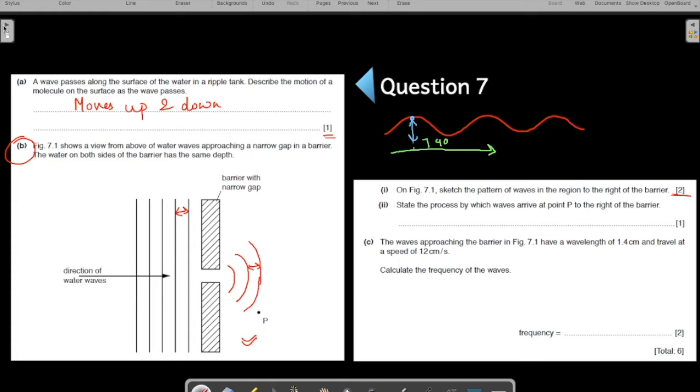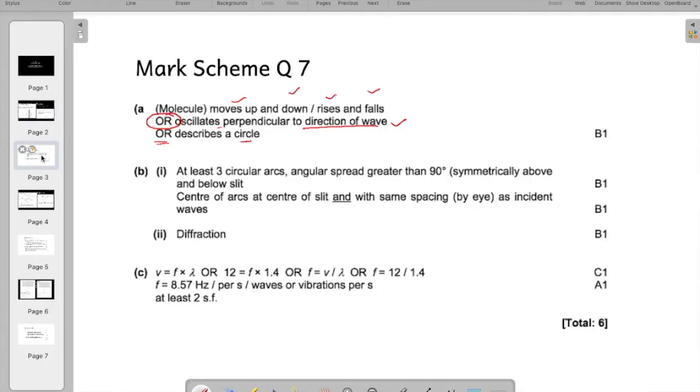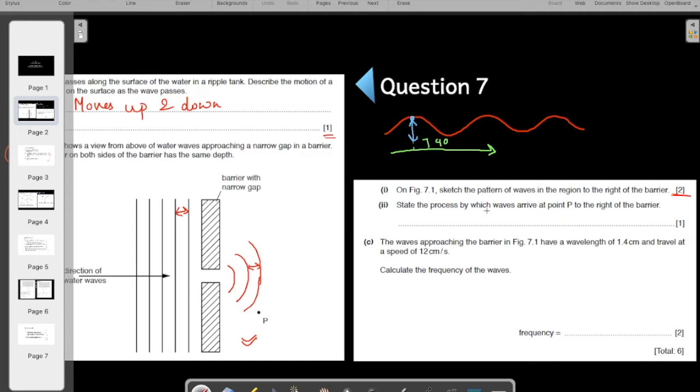Alright, 2 mark question. Let us look at the mark scheme as well to tally. Why 2 marks? At least 3 arcs, with angular spread greater than 90 degrees, and the same spacing. 1 mark for at least 3 circular arcs, 1 mark for the same spacing. 2 marks, 1 plus 1. Alright, let us come to the next question.